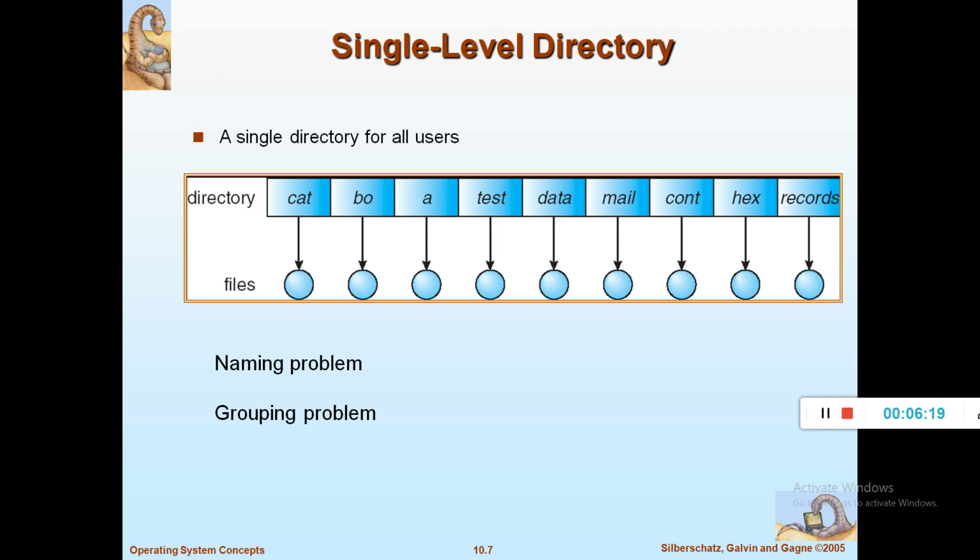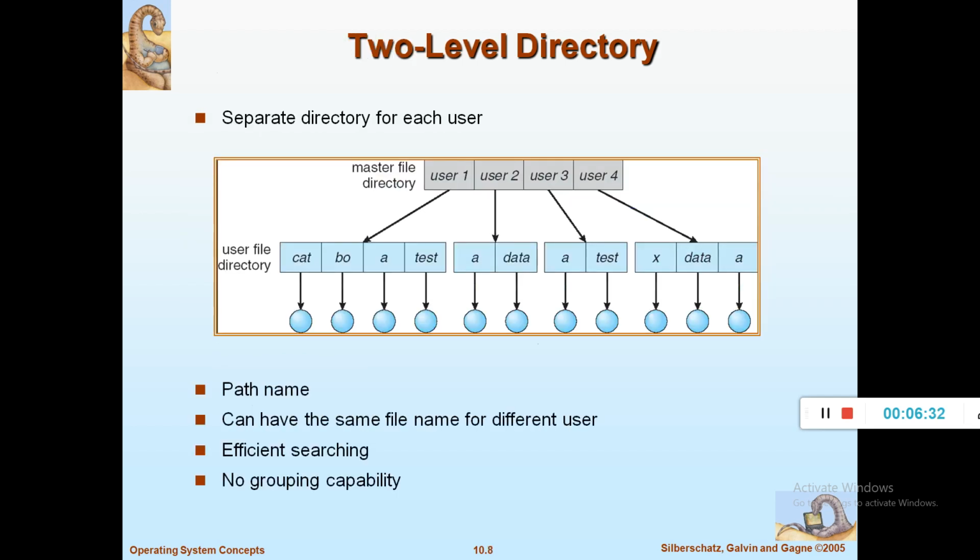Even we cannot keep the same name, or we cannot maintain two different files with the same name. That is another problem we are going to face. To overcome these two problems, we use the next level of directory structure called the two level directory structure. So here we have a separate directory for each user.